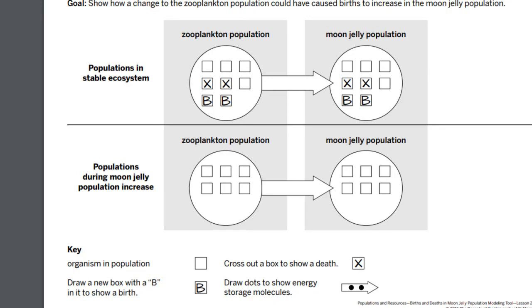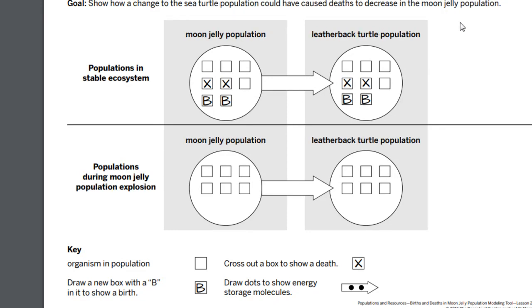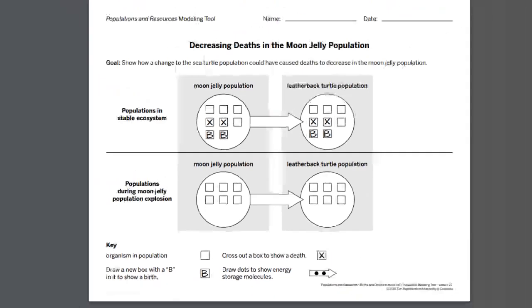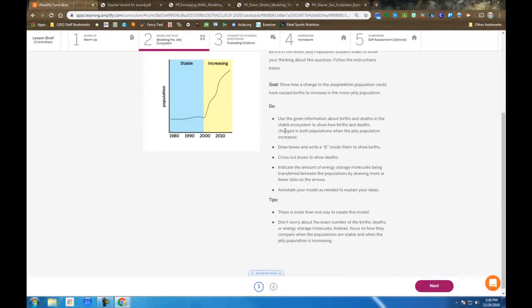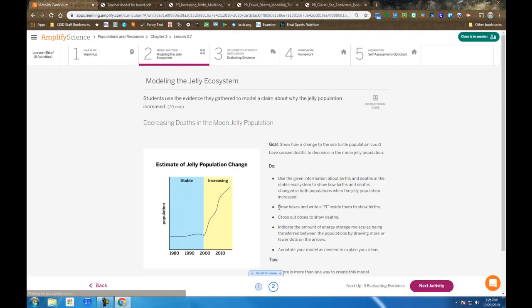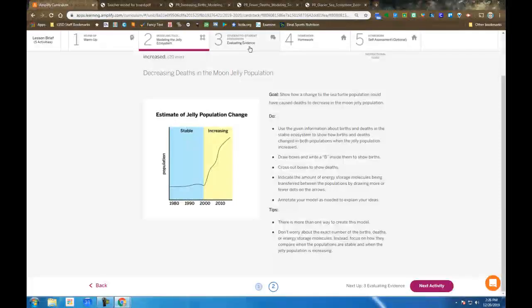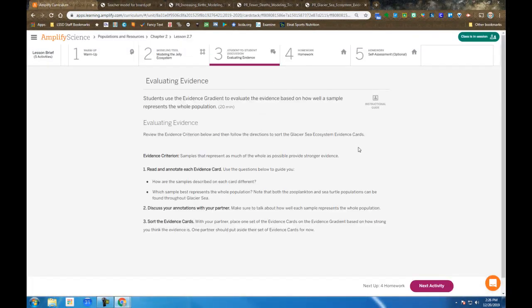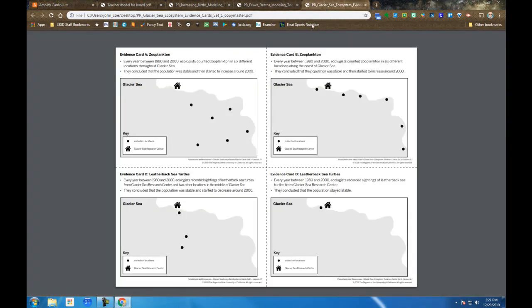The first one about births, and the second one, which is almost the same, again, you have to read closely. This one indicates how to model deaths in the population. Okay. Once we've done that, it gives us an opportunity to discuss the evidence. So after we've modeled and after we've looked at the diagrams, what do we think is happening? We'll have some discussions and take a look at some evidence cards.